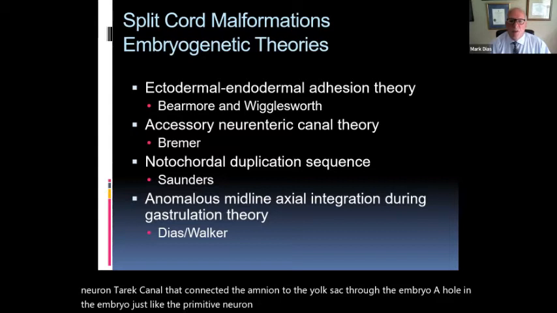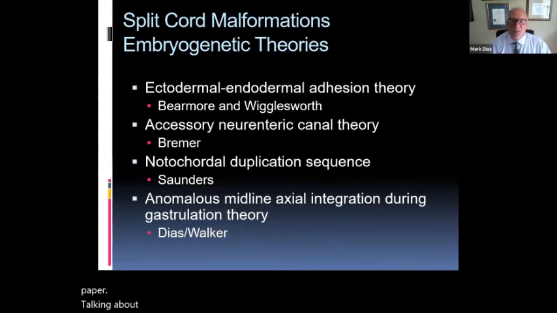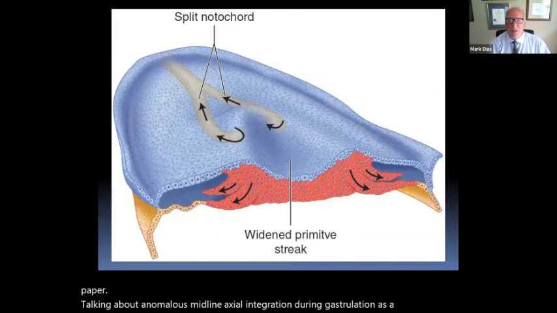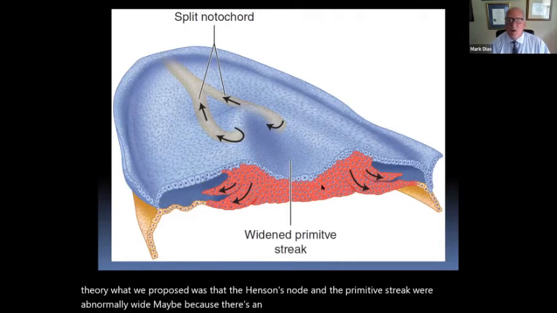Saunders proposed a notochordal duplication sequence. And when I was a fellow, Jack Walker and I published this rather obscure paper talking about anomalous midline axial integration during gastrulation as a new and novel theory. What we proposed was that the Hensen's node and the primitive streak were abnormally wide, maybe because there's an incomplete basement membrane here or some other reason.